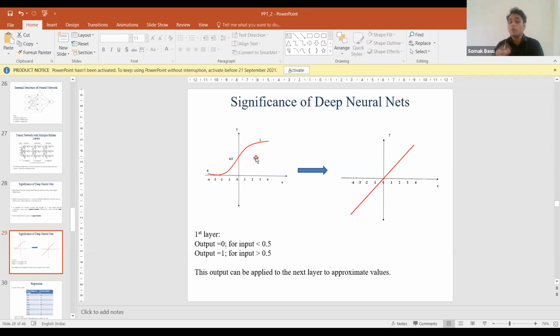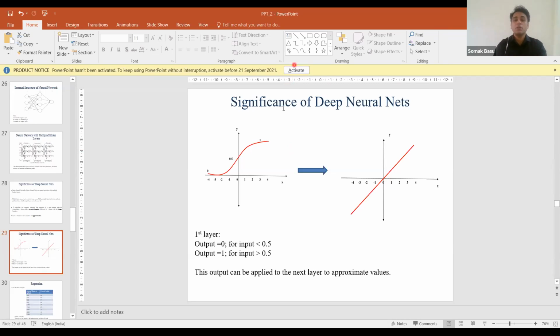On the contrary, you can also think of it like this. For values greater than 0.5, see the behavior of the function. It tries to move towards 1. For values less than 0.5, it tries to move towards 0. So don't you think it can be used as an approximator? For example, if I give you a value 2.8, how will you approximate it? You'll say 2.8 approximates to 3.